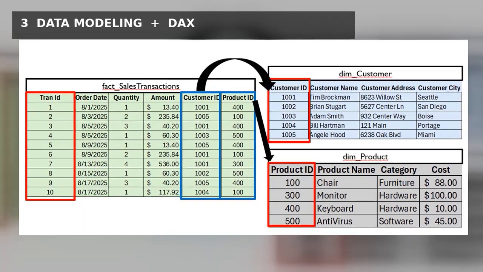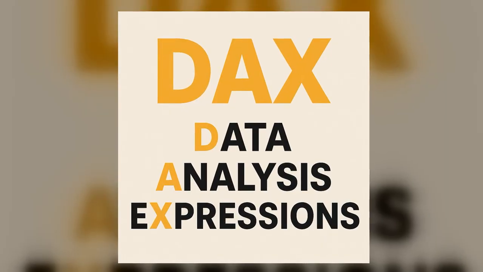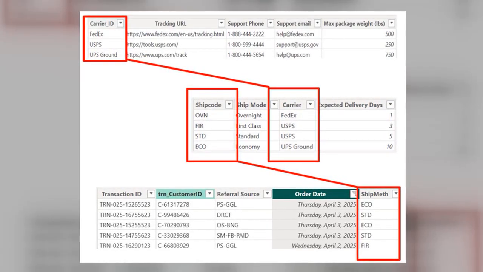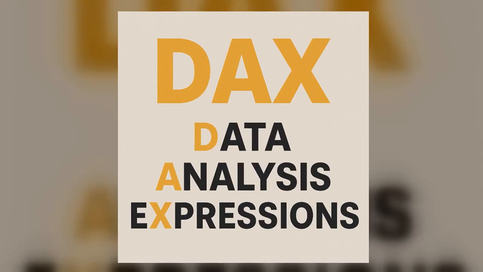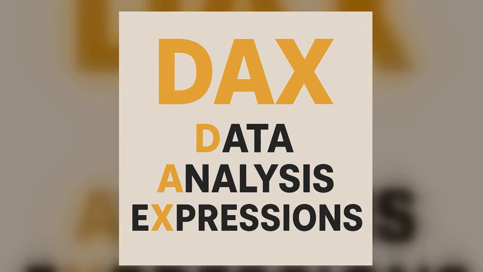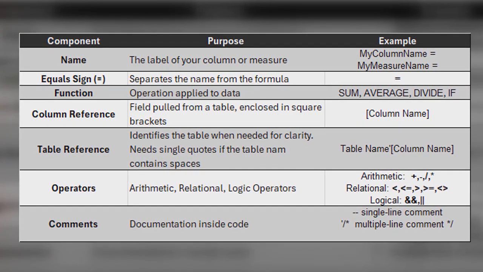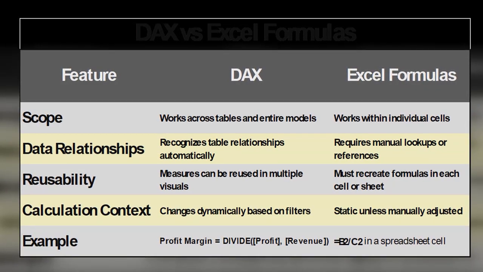The third step is data modeling and DAX. Students learn how to use Power BI's modeling tools to organize data into meaningful tables, create relationships, work with fact and dimension tables, and build models that support reliable analysis. They are also introduced to DAX, the calculation language used in Power BI, and learn how to create new calculated columns and measures that add analytical value to the data.